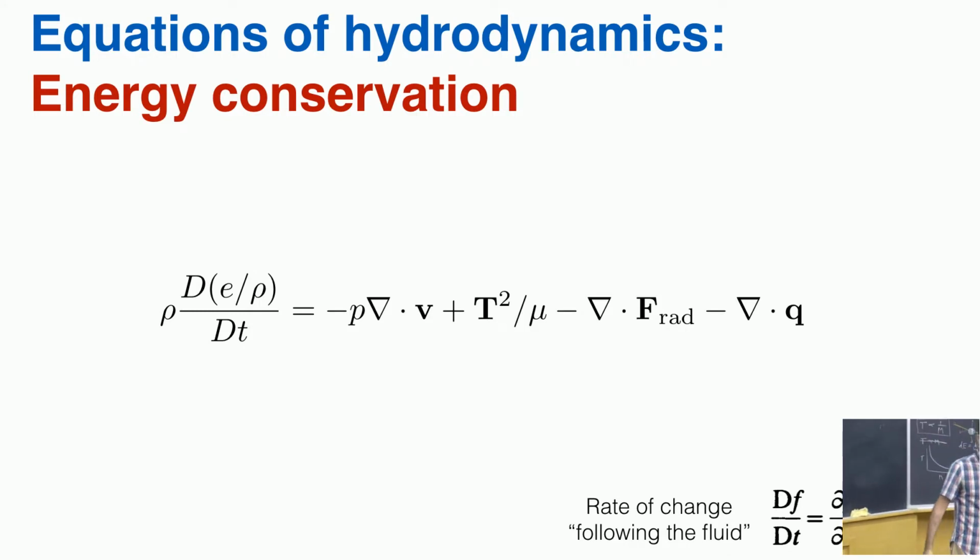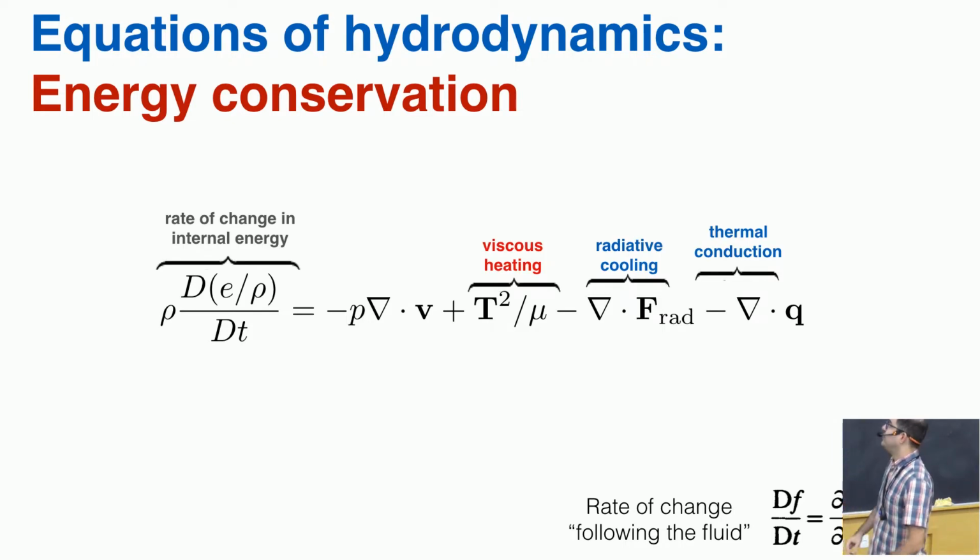So now that we have talked about some of the basic concepts behind the momentum conservation equation, let's talk about the energy equation for a fluid. The energy conservation is stating really that the rate of change in the internal energy of your fluid is a combination of things that are injecting energy in your fluid. In this case, viscous heating. It's an internal source of heating.